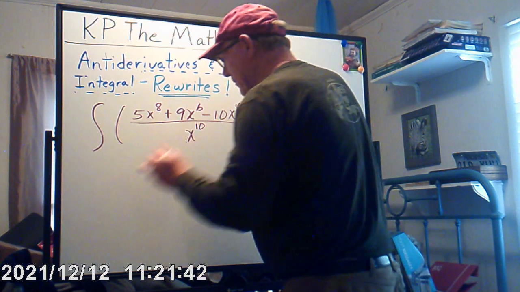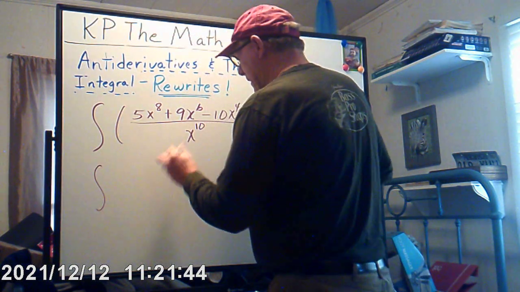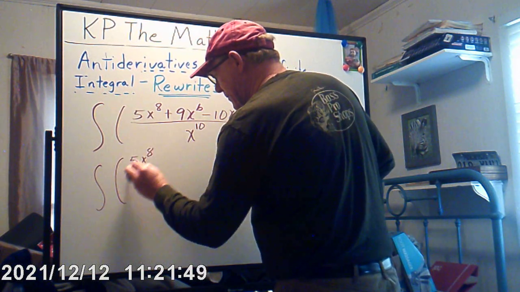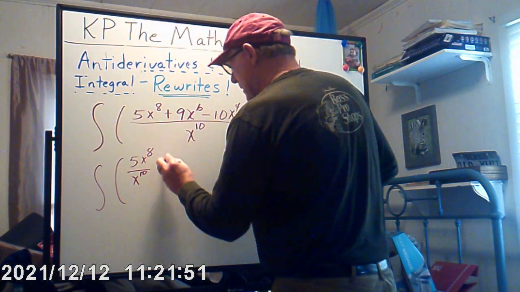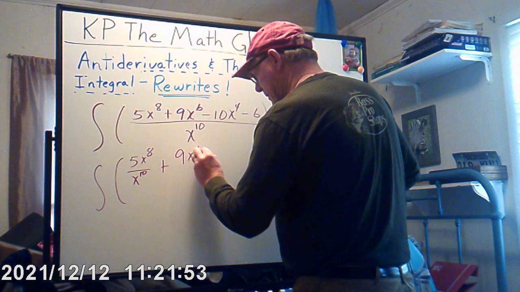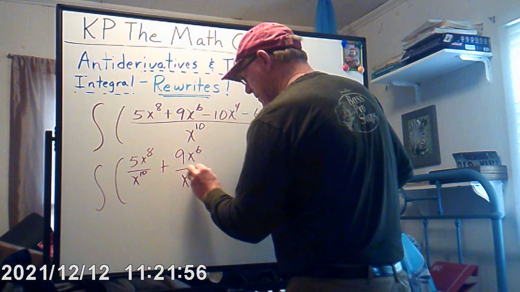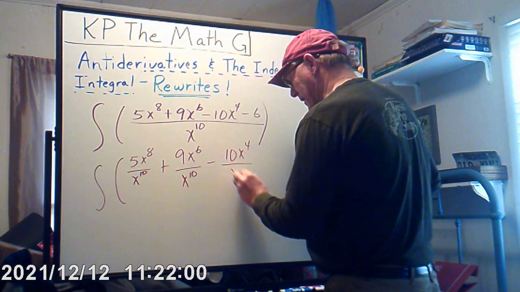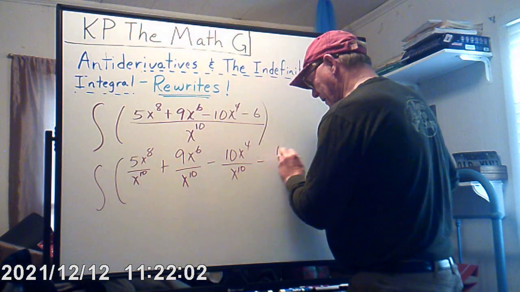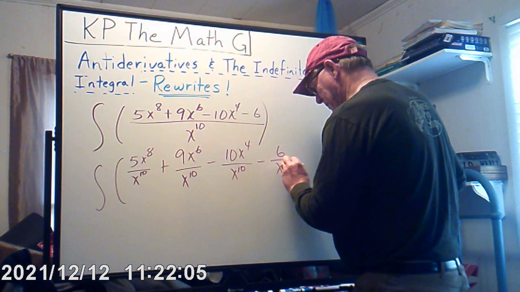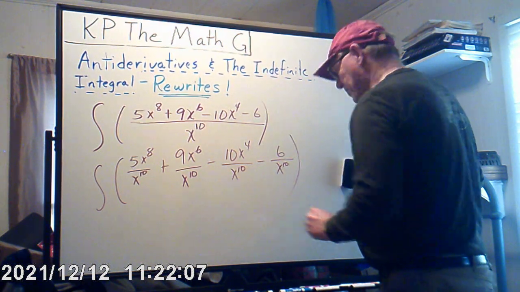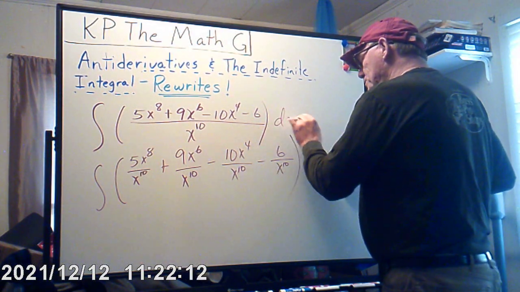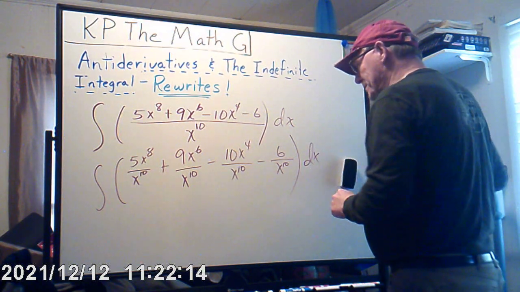So let's see. First of all, we have 5x to the 8 over x to the 10th plus 9x to the 6th over x to the 10th minus 10x to the 4th over x to the 10th minus 6 over x to the 10th. And there's one thing I'll leave off, ooh, dx. I don't want to do that.